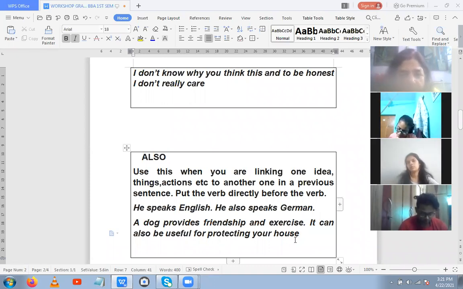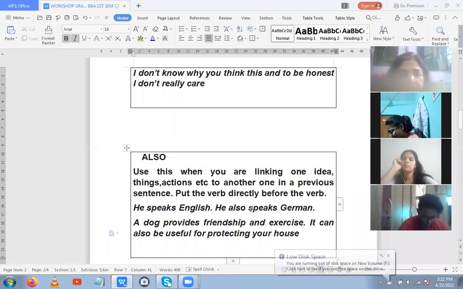What is your sentence? A dog provides friendship and exercise. It can also be useful for protecting your house. These are just sample sentences. You can take down the sentence, but make your own sentences. What words can be placed before or after? This is for you to take into account.